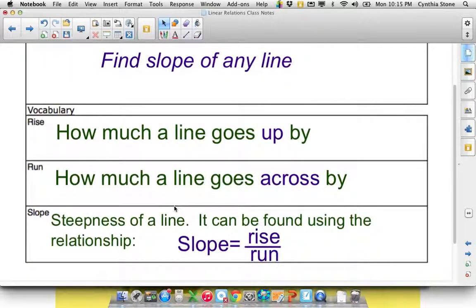So the language that we're using, I use the word rise and run, and then there's the slope part. First of all, when I say rise, what I mean is how much a line goes up by. I'm going to flip to the Desmos in a sec, and you can as well, and we can play with this. Run is how much a line goes across by. And the slope is how steep a line is. So a lower number for slope means it's not as steep, and a really high number means it's very steep.